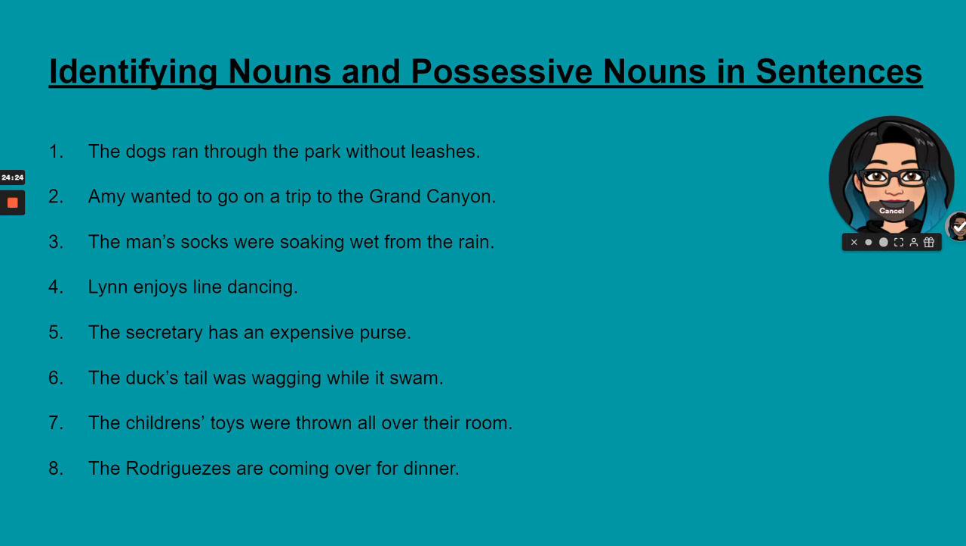So remember, you're going to either highlight or circle any word you think is a singular noun, a plural noun, a singular possessive noun, or a plural possessive noun. Okay, sentence number 2. Amy wanted to go on a trip to the Grand Canyon.